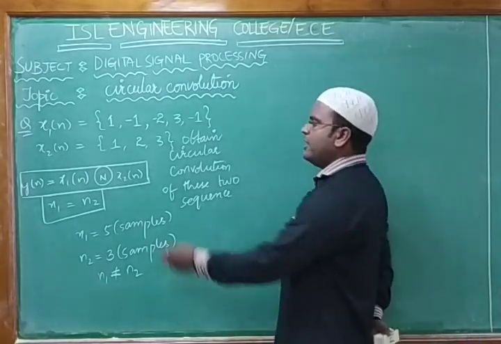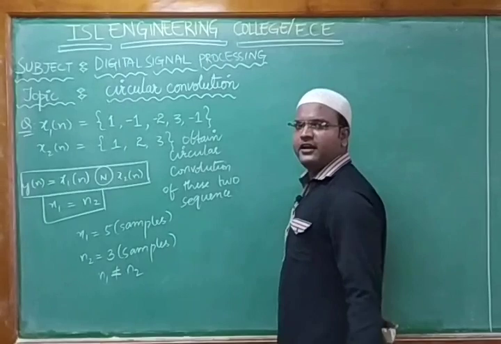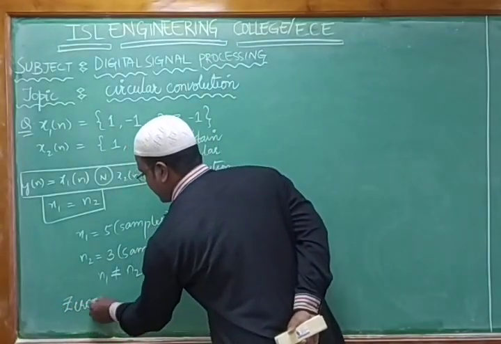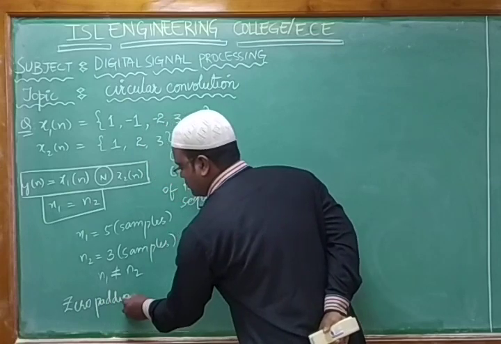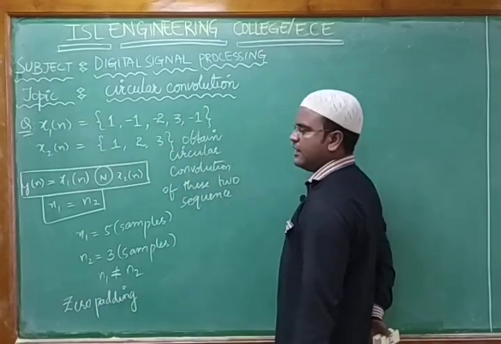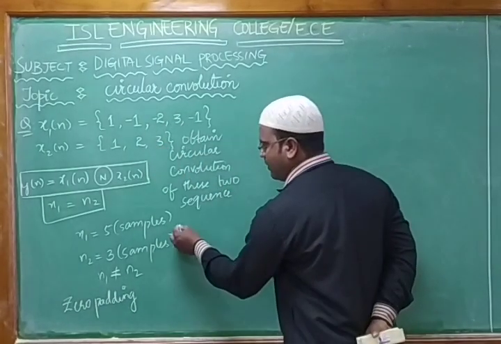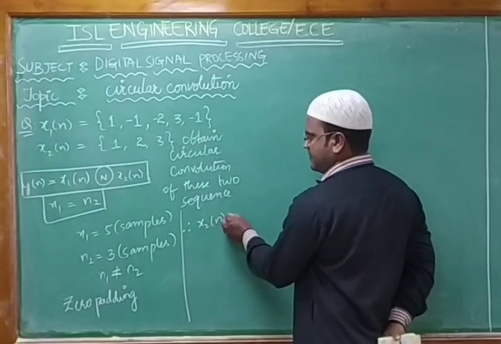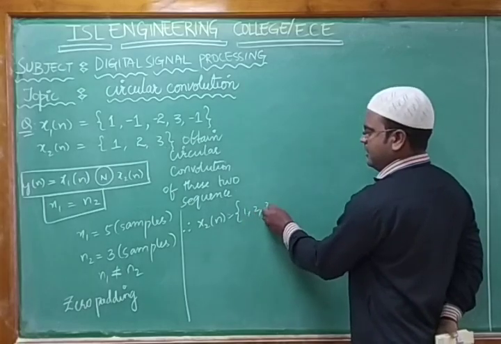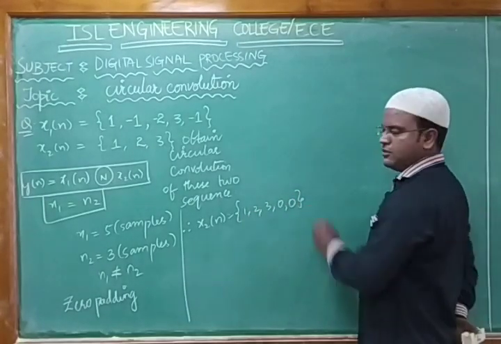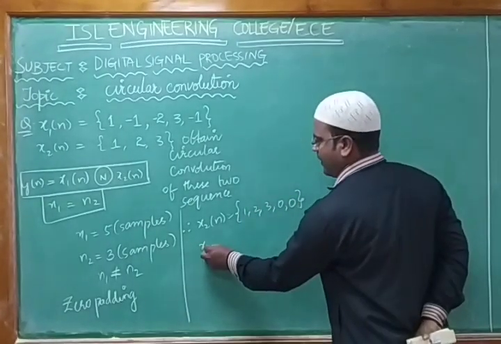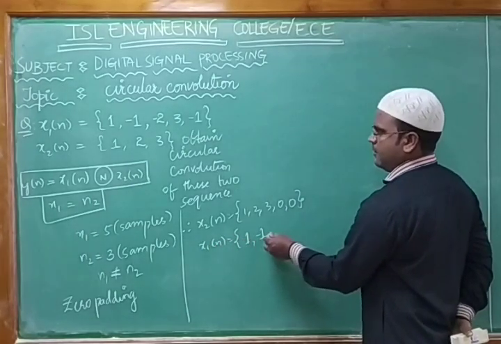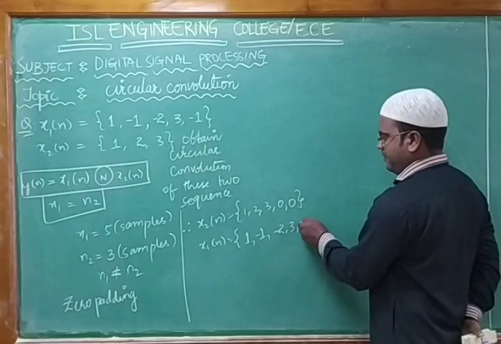That means we need to make these sequences the same length. How do we make it? By doing the concept called zero padding. So we are adding zeros to the unequal sequence. Which is the unequal sequence here? x2 of n. Therefore, x2 of n we can write as 1, 2, 3, 0 and 0. So this is your x2 of n. What is x1 of n? x1 of n is 1, minus 1, minus 2, 3 and minus 1.